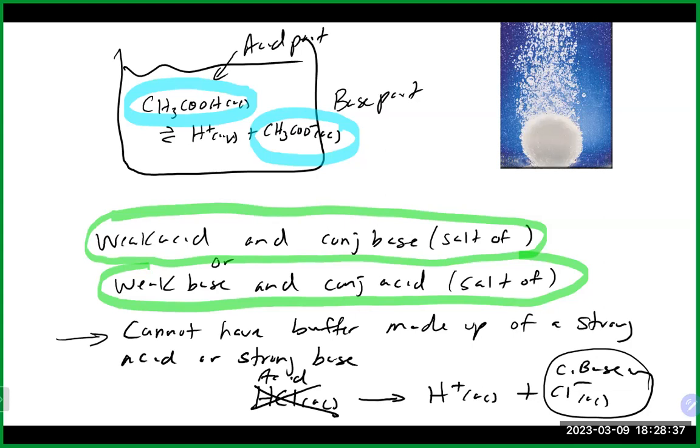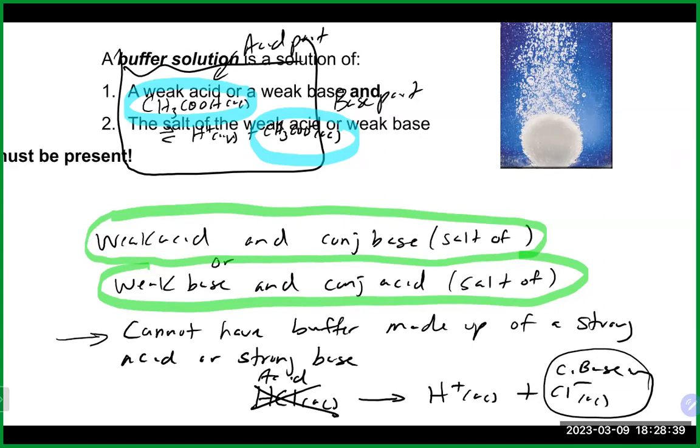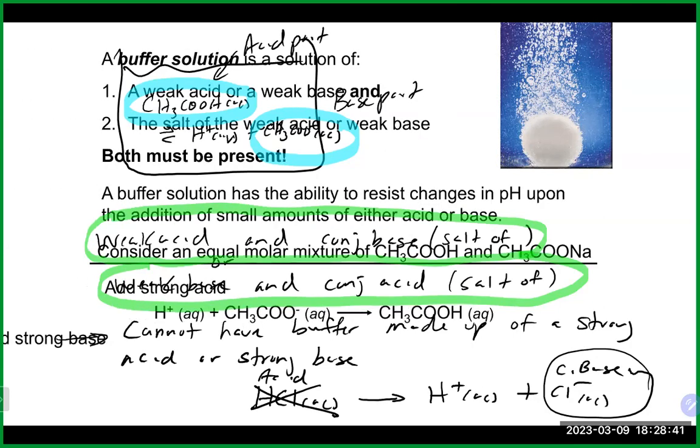So let's talk about how a buffer works here. Let's see, I got a page maybe I can write on. Yeah, perfect. So let's first talk about what happens when we add a strong acid or strong base to a non-buffer situation. So we'll use everybody's favorite example, which is water. Water, by the way, is not a buffer.